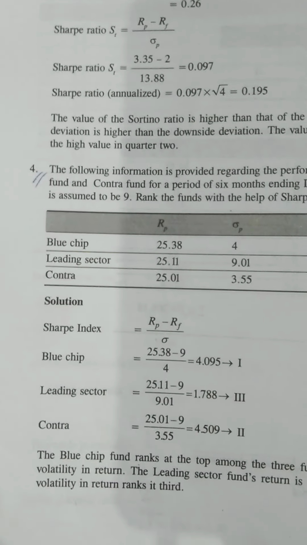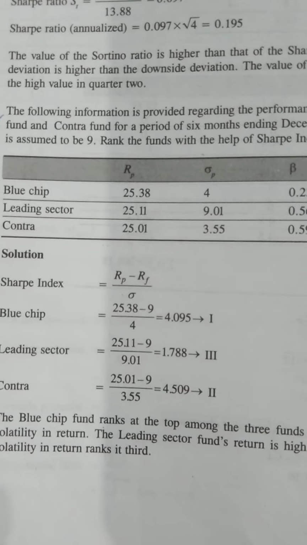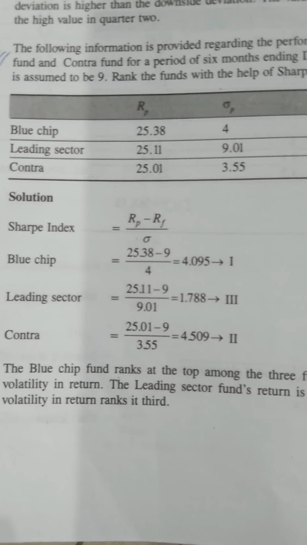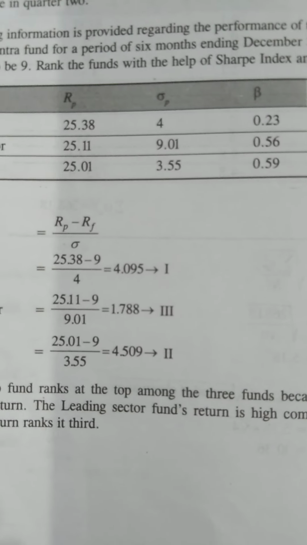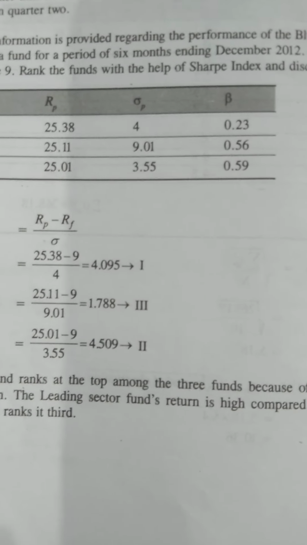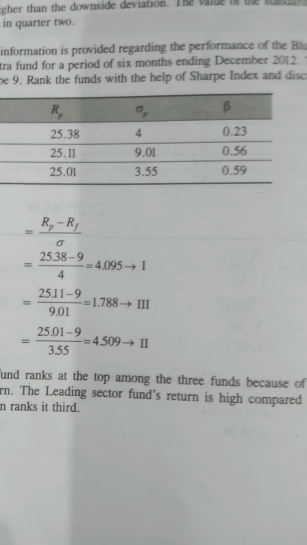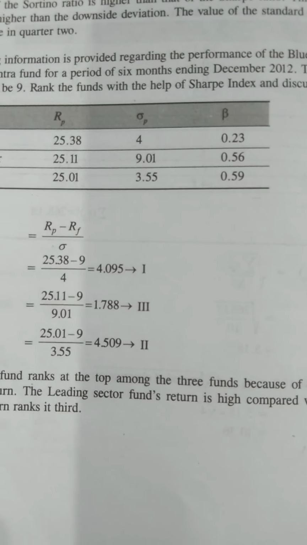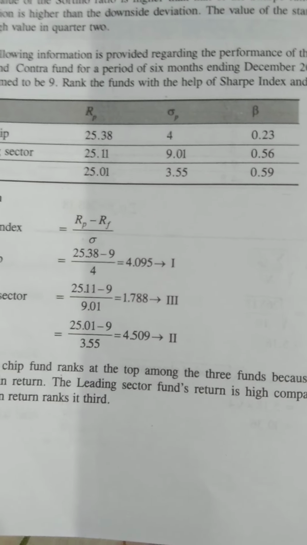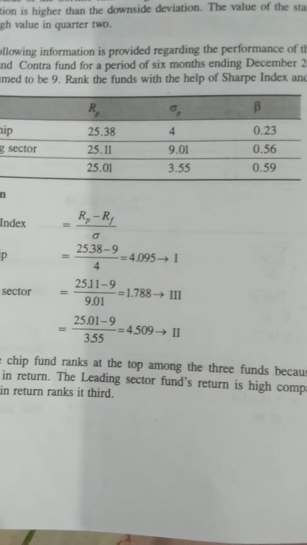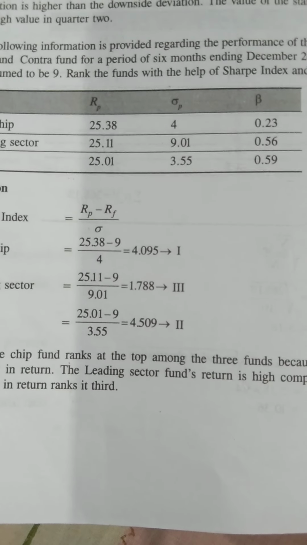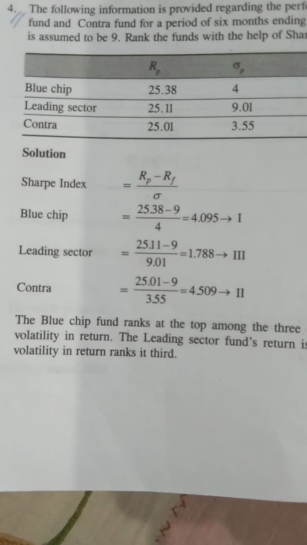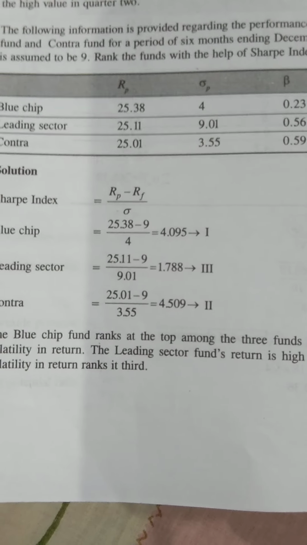Look at this question. The following information is given for Blue Chip fund, Leading Sector fund and Contra fund: Rp, sigma p and beta. Again I am telling you, if nothing is specified in the question, you have to calculate both the Sharpe and Treynor, because sigma applies to the Sharpe formula and beta applies to the Treynor formula.